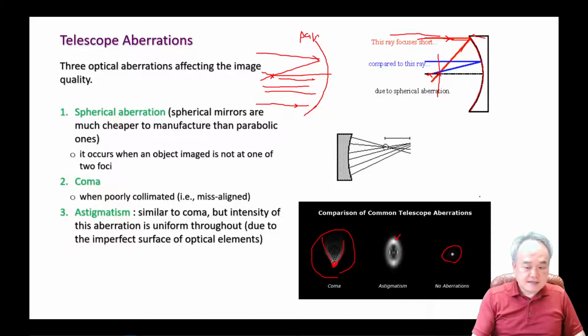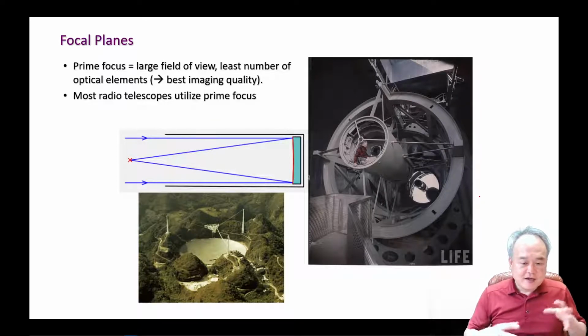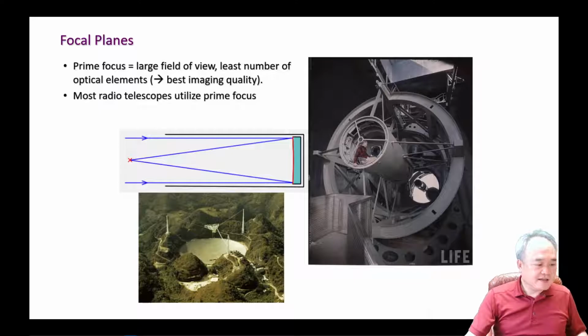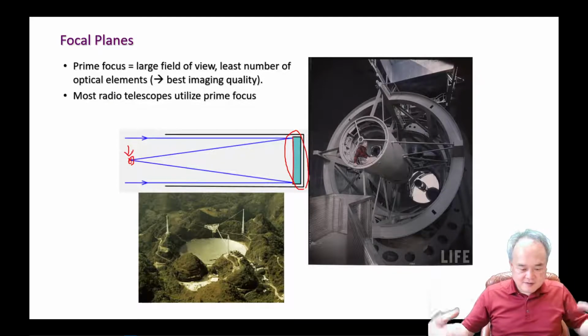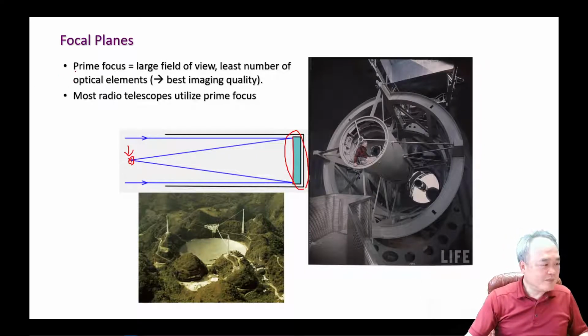And then let's talk about the focal plane of the telescope. For the simplest design of the telescope, you have only one reflective primary mirror in the telescope tube. All this parallel incoming light is focused into a single point. The focus formed by the primary mirror is called prime focus.